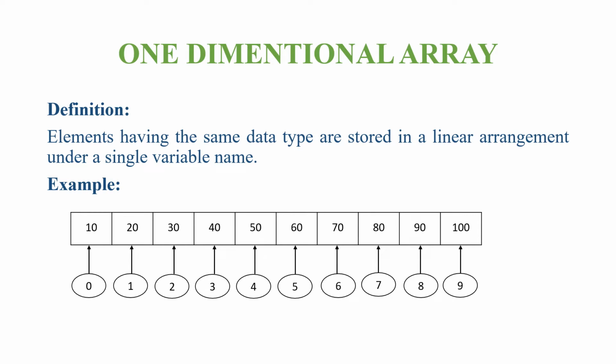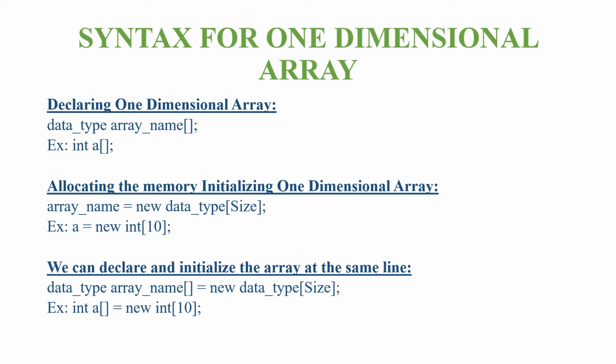Hope you all understood what is one-dimensional array. Just remember this, in one-dimensional array, the elements are stored in linear arrangement. Now let us see the syntax for one-dimensional array. First we will see how to declare a one-dimensional array. Normally while declaring a variable, what is the syntax? Yes, for declaring a variable, we will be using data type, variable name. That is, for example, I can say int a, where int is the data type and a is the variable name. And now for declaring one-dimensional array, the syntax is data type, array name, square brackets.